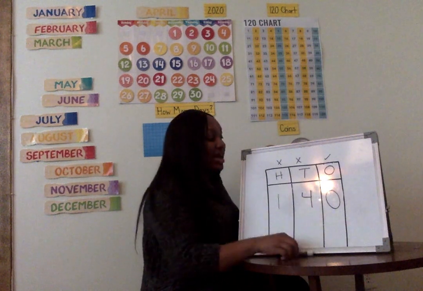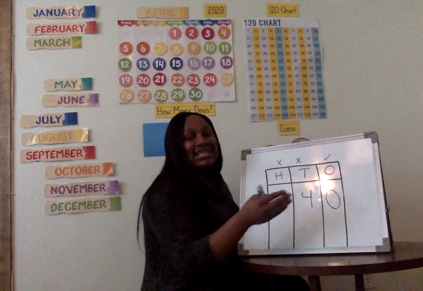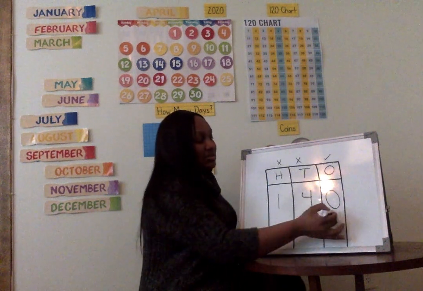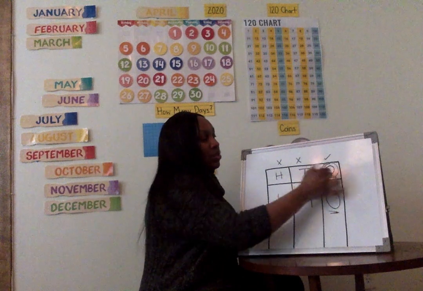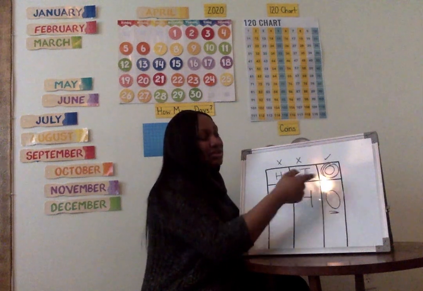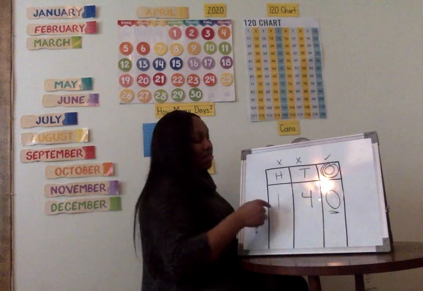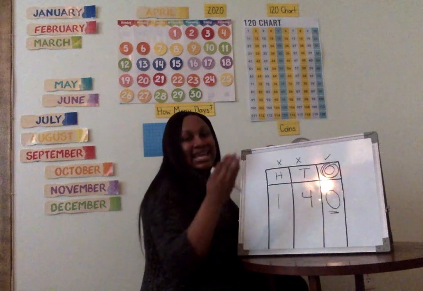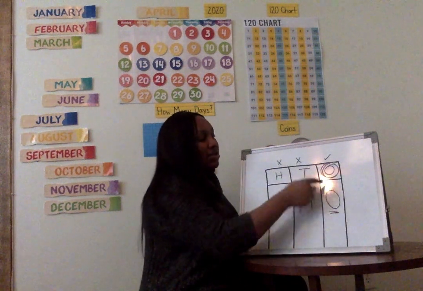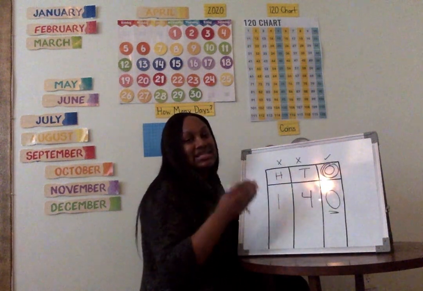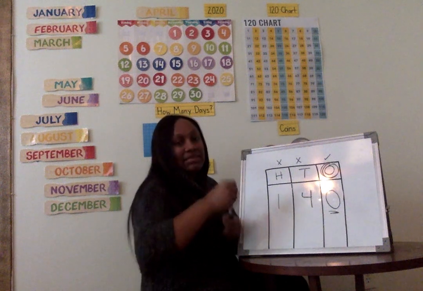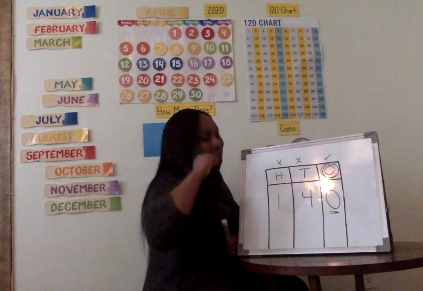I heard you and you're correct. The number 140 is even because there's a 0 in the ones place, and you know that 0 is even. One more time. You know the number 140 is even because there's a 0 in the ones place, and you know that 0 is even. So, yep, we got it.